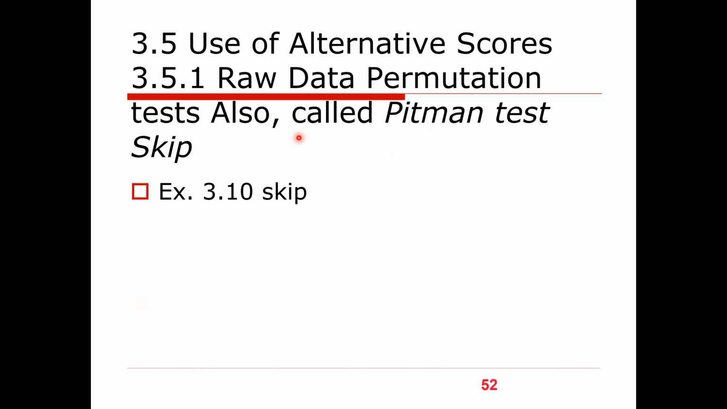So section 3.5, the use of alternative scores. Use raw data permutation tests, also called a Pitman test. We skip this, at least for this week. We will skip example 3.10 this time.